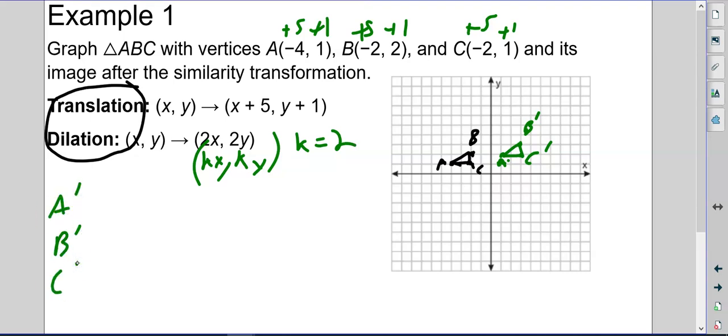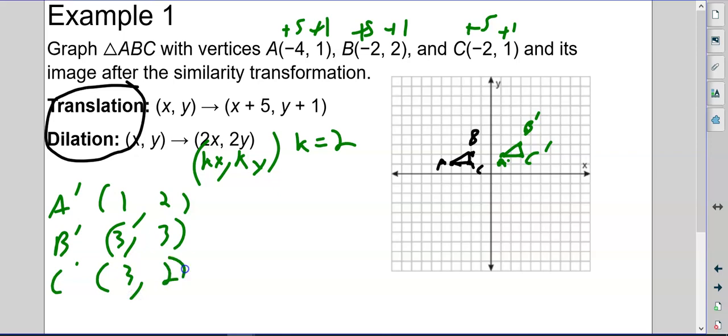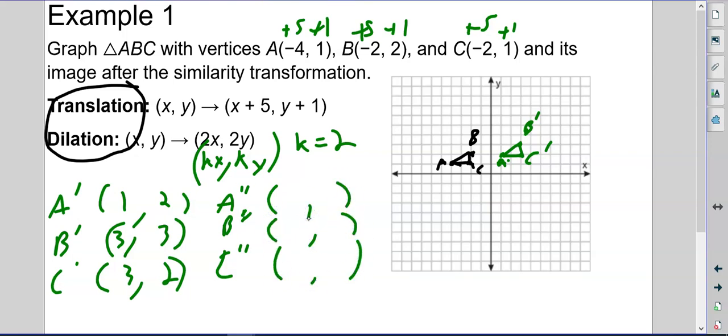Okay, so A prime, like we said, was 5 minus 4 is 1, 1 plus 1 is 2. B prime, 5 minus 2 is 3, 2 plus 1 is 3. And C prime, 5 minus 2 is 3, and 1 plus 1 is 2. Now, my A double prime, B double prime, and C double prime, I am going to multiply each one of those numbers by the scale factor of 2. So 2 times 1 is 2, 2 times 2 is 4. 2 times 3 is 6, and 2 times 2 is 4.